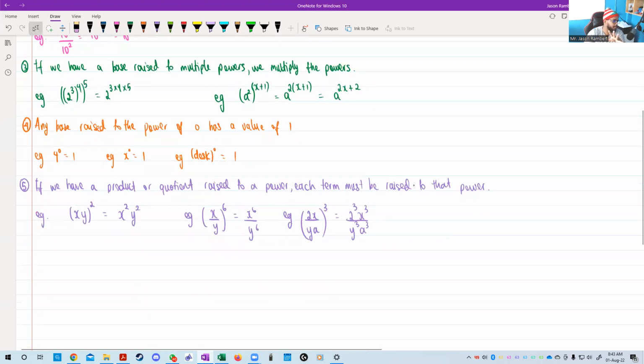And again, all this should be some sort of revision for you guys, right? For most of you guys at least, because we did this in school. Law 6, missed earlier.